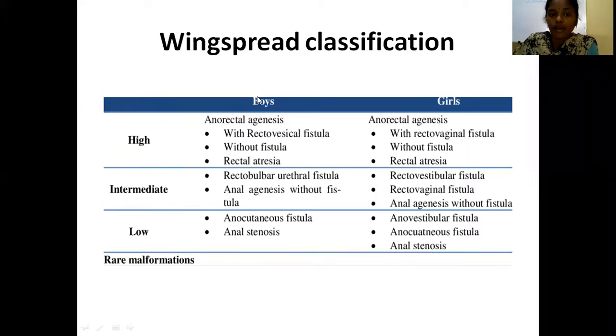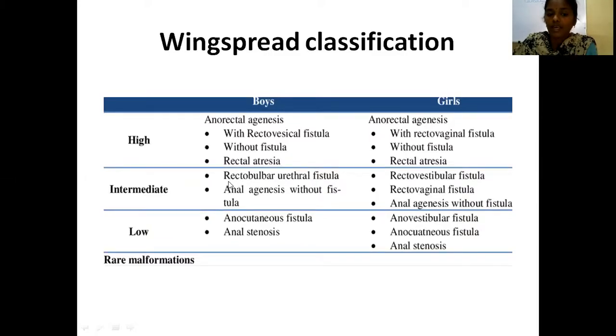In boys, it is anorectal agenesis with rectovesical fistula. Rectovesical fistula indicates that there is a fistula or abnormal communication between the rectum and urinary bladder. Sometimes it may be without fistula, and the other entity is rectal ectasia, absence of the distal part of the rectum. In case of girls, the high anorectal malformations include rectovaginal fistula, communication between the rectum and the vagina, and rectal atresia.